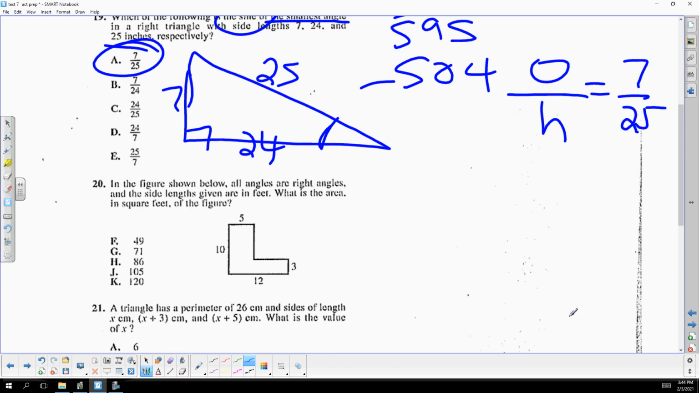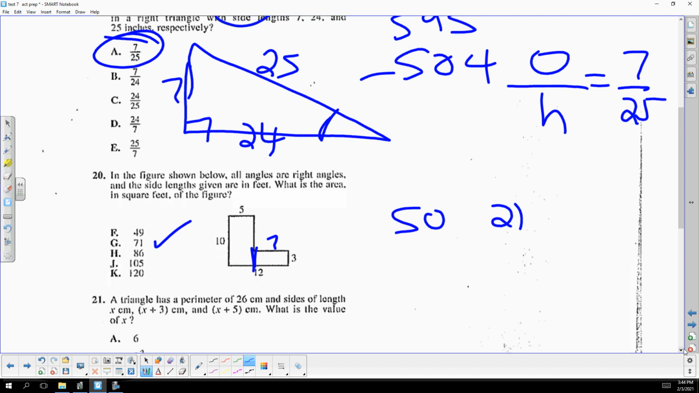Hey, hey, hey, haven't seen this guy in a while. Split it up. Left rectangle's 50, and the right that's 5. So it's 12 minus 5, 7, 21. 71 is the right answer. Choice G.